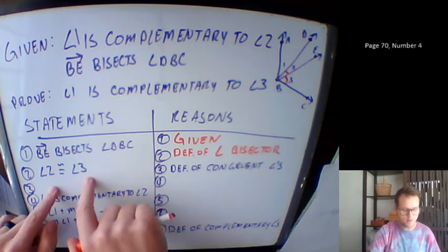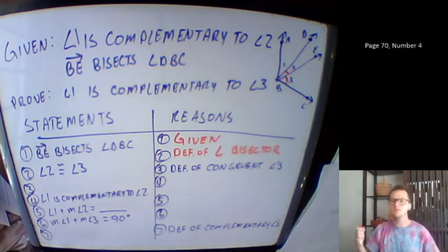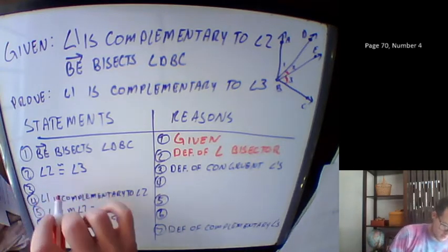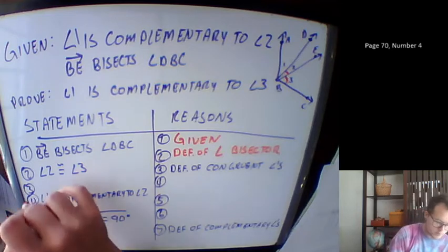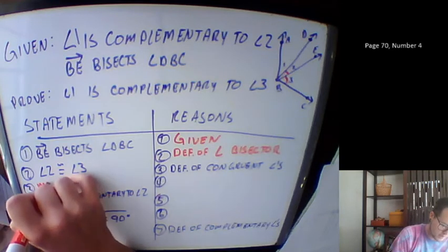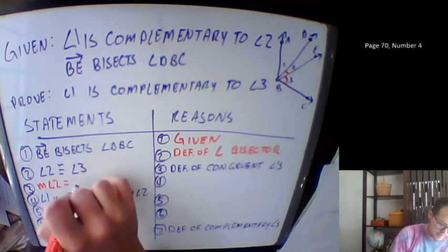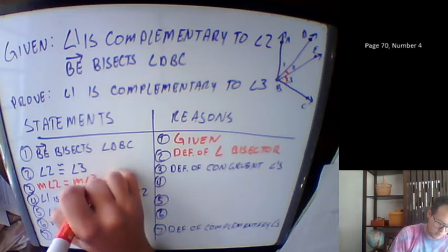Now this next one, the third one, is a little bit overkill, but technically we need to include it. So the way it's going to look, we know that angle 2 and angle 3 are congruent to one another. What that means, by definition, is that the measure of angle 2 has the same measure as angle 3.